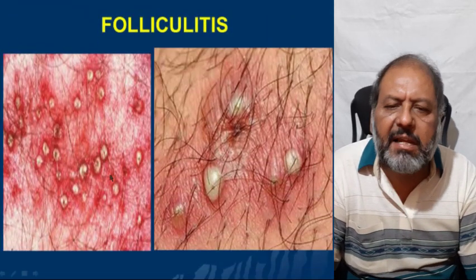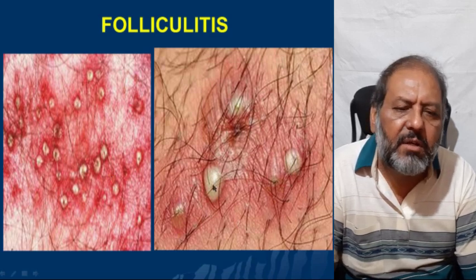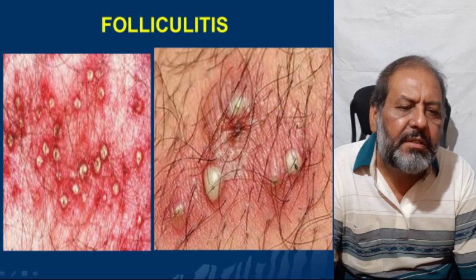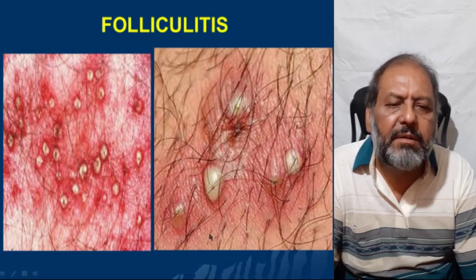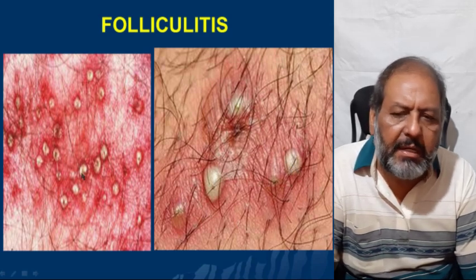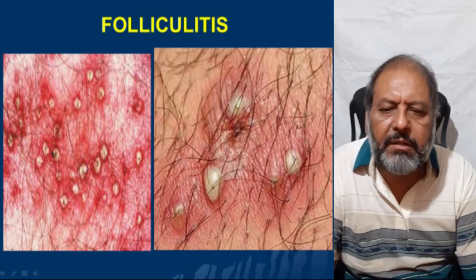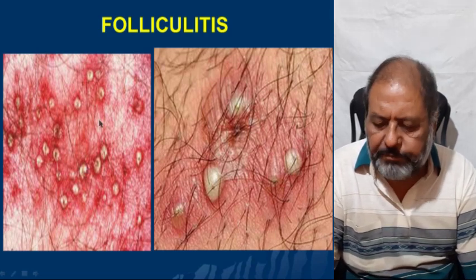Here is the classical picture of folliculitis. One can see the pus-filled pimples with yellow color in between the hairs, and here again the hairy area showing the different folliculitis.